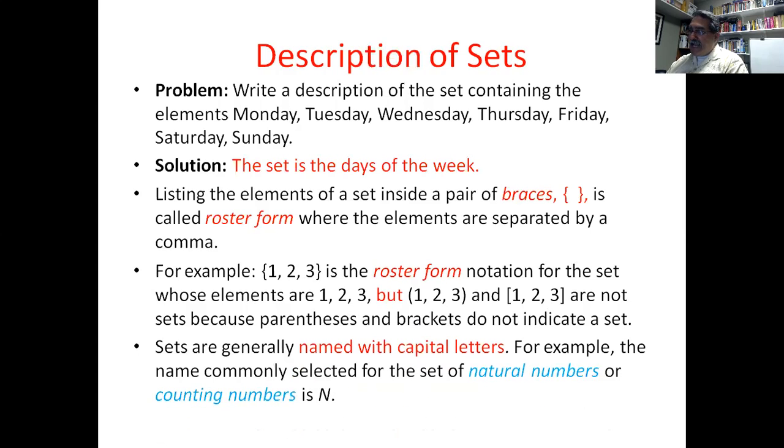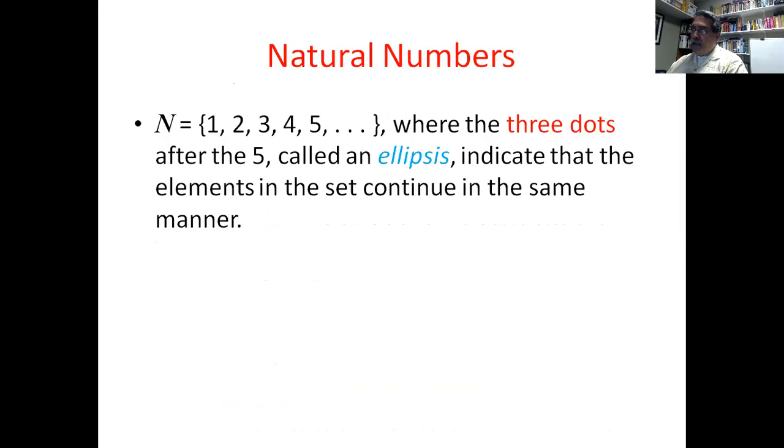Sets are generally named with a capital letter. For example, the name commonly selected for the set of natural numbers or counting numbers is capital N. So we have the set of natural numbers, 1, 2, 3, 4, 5 to infinity, and we use the capital N to identify it. The 3 dots after 5 are called an ellipsis, and indicate the elements in this set continue in the same manner.